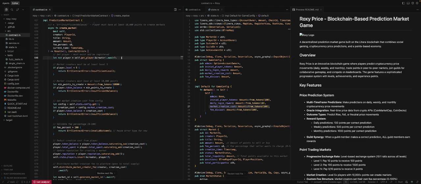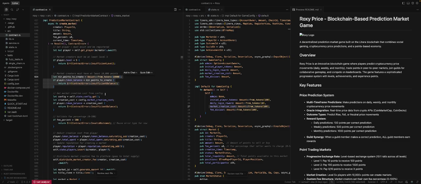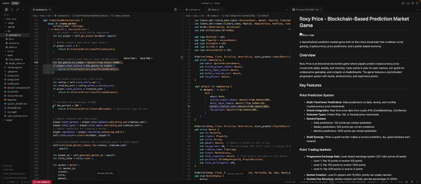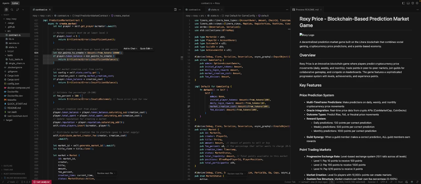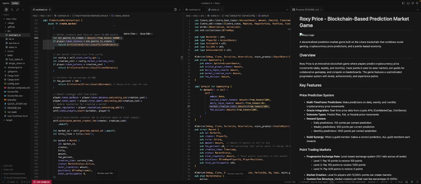We check if the player has registered, we check if the player is at level 5, and we check if the player has 10,000 points. We get the game config from states, so we get the market creation cost from states. That is what we did here, and we validate the fee percentage. We always check that the percentage must not exceed 100%. Then we deduct the creation cost from the player. Next, update reputation for creating a market. Whenever you create a market, you're going to be given a reputation score.